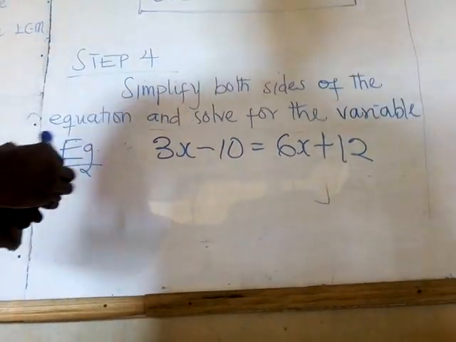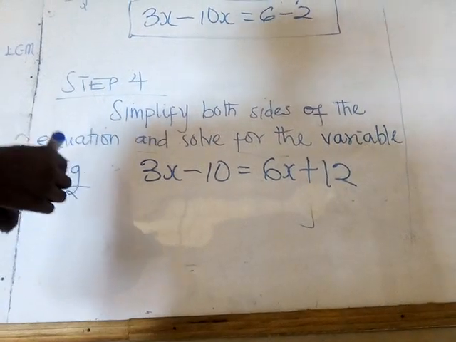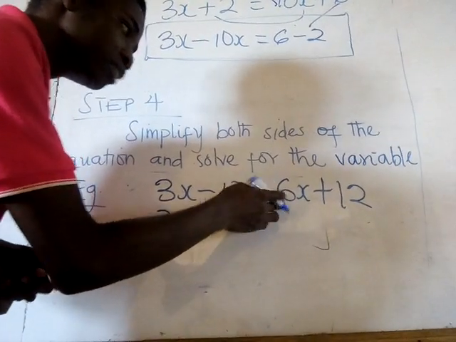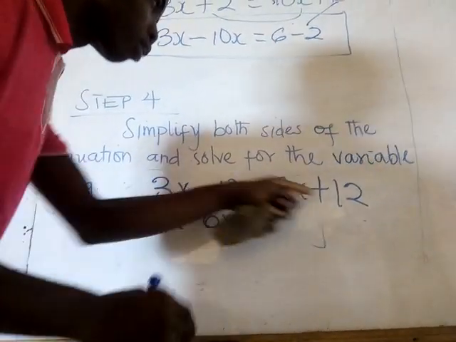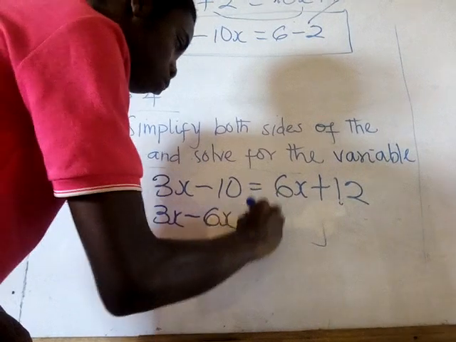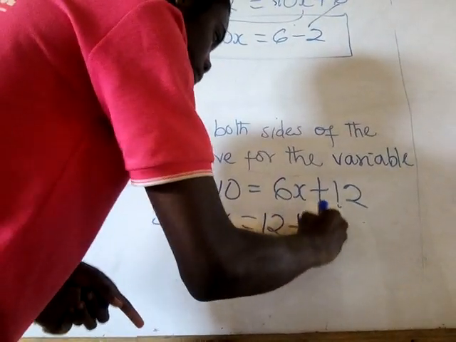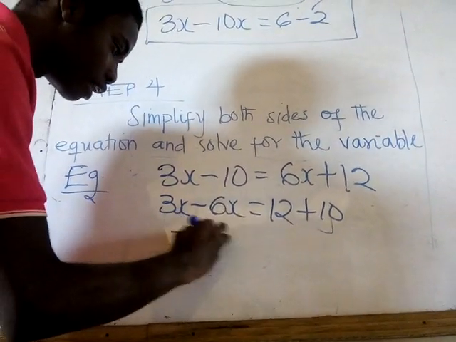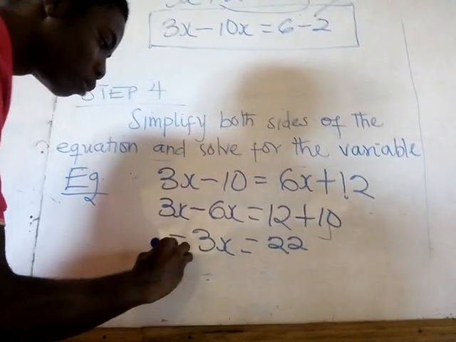So the second example is 3x minus 10 equals 6x plus 12. So here we are going to group like terms. So the like terms, 3x, positive 6x, crossing it becomes negative 6x. Then you bring positive 12. Negative 10 crossing becomes positive 10. So 3x minus 6x becomes negative 3x equal to 22.